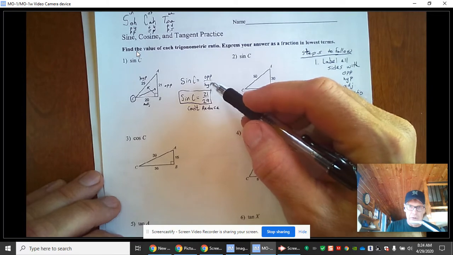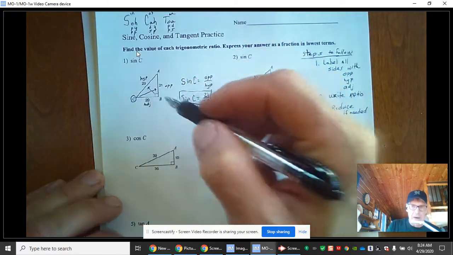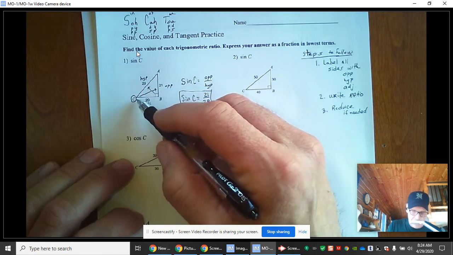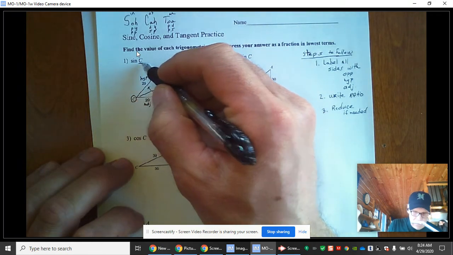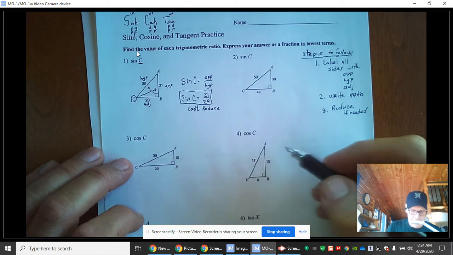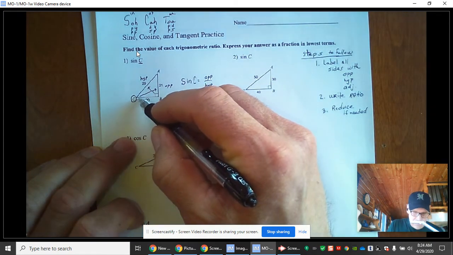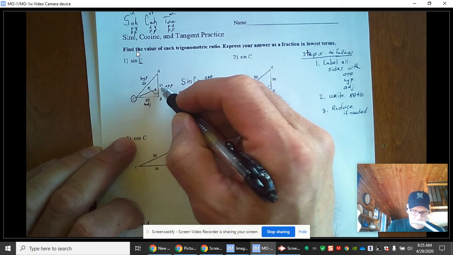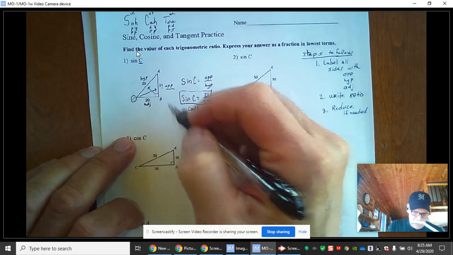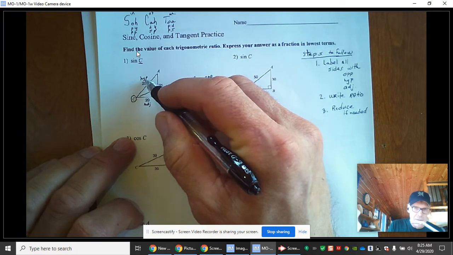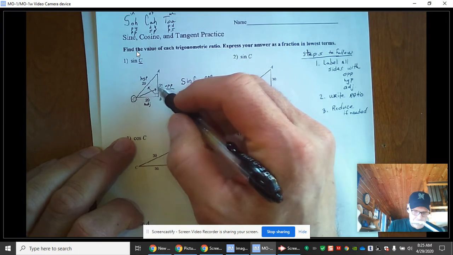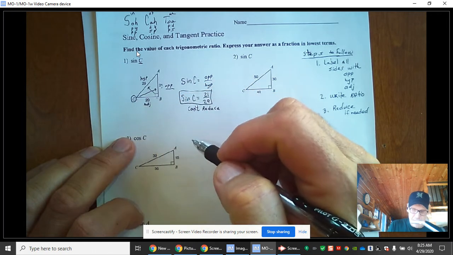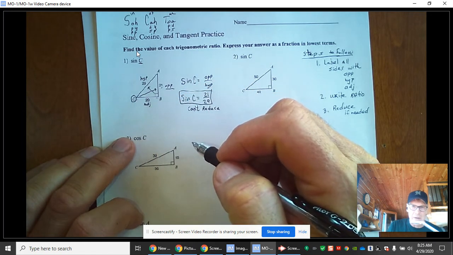Then you're going to write your ratio. So let's go through which one's opposite, which one's adjacent, which one's hypotenuse. If I have angle C, they want sine of angle C. So if I jump across from angle C, the opposite of C is 21. Across from the right angle is the hypotenuse. And what's left over between the angle and the right angle is going to be the adjacent, which is 20.